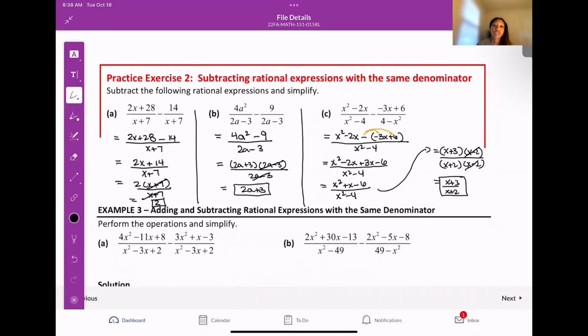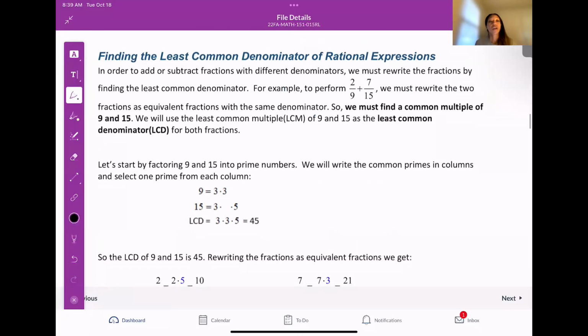All right, so when you're subtracting, make sure that you subtract every term in the second numerator. All right, so if our denominators are not the same, we can't add and subtract until we make our denominators the same. In order to do that, we need to find the least common denominator of the rational expressions. So that's the least common multiple of the denominators, okay?